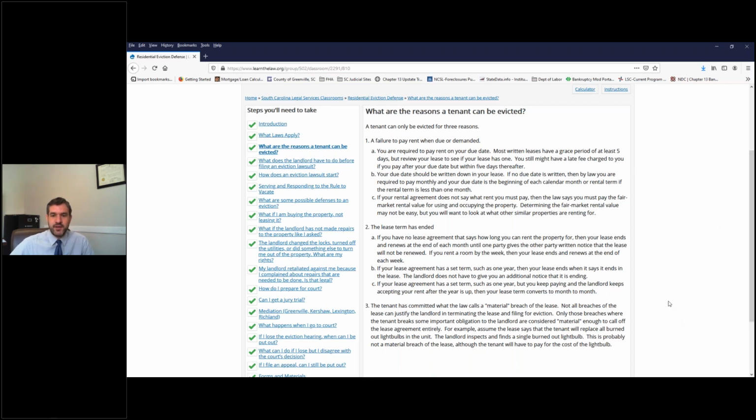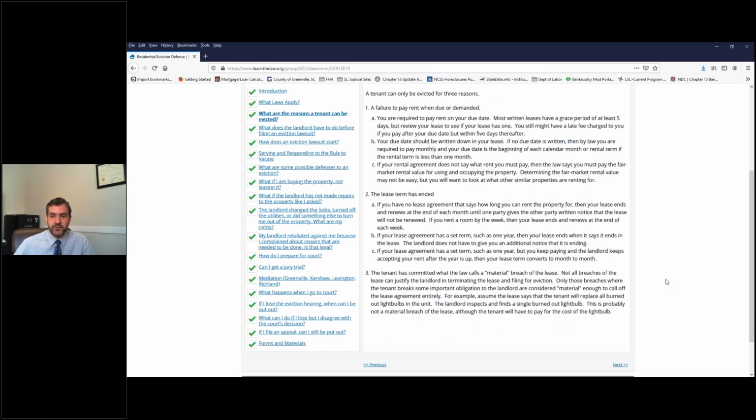Then finally, the tenant can be evicted for a material breach of the lease. And I think this is important because not any breach of the lease can justify termination of that lease. The lease has to be breached in a way that is strong enough or significant enough that the law calls it material. And that means that it really goes to the heart of what the landlord-tenant relationship is, such as having unauthorized guests might be a material breach of the lease. Damaging the property or letting the property fall into disrepair, that could be a material breach of the lease.